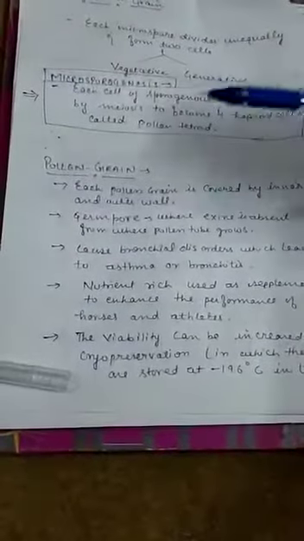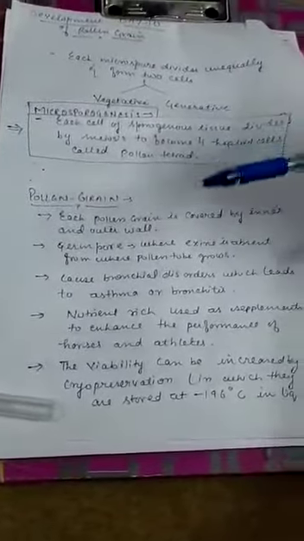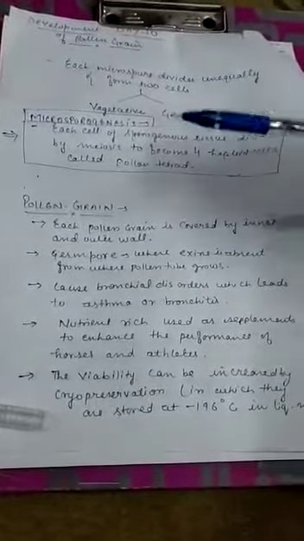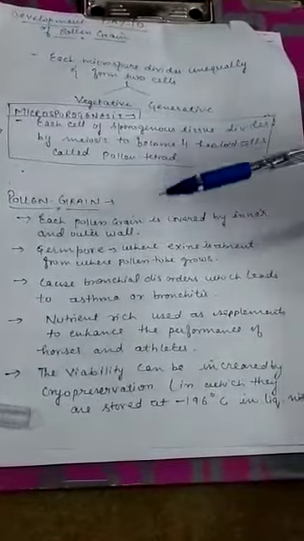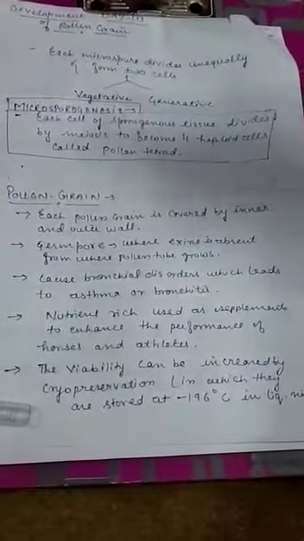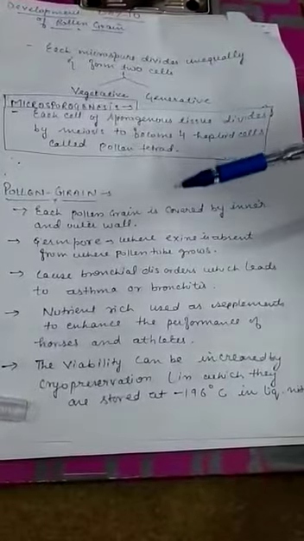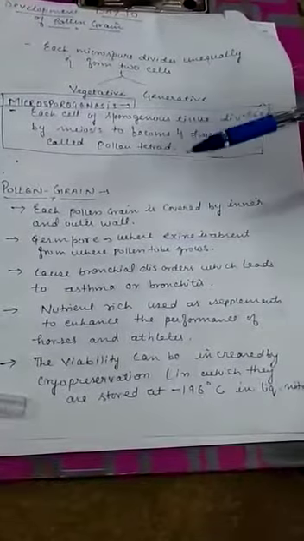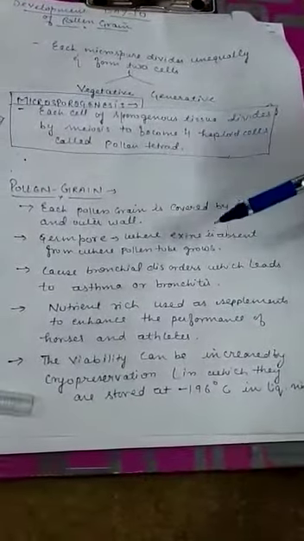At some places exine is absent, and at that location it is known as germ pore. The locations where exine is absent are called germ pores, from where the pollen tube grows when it falls on the stigma.